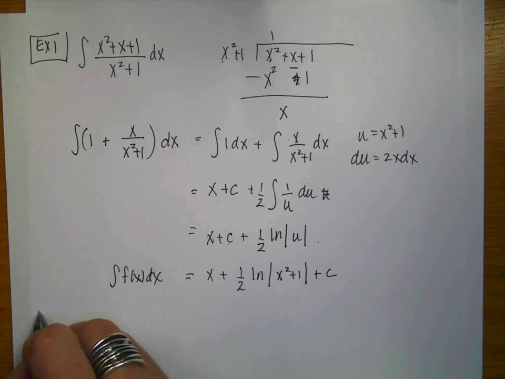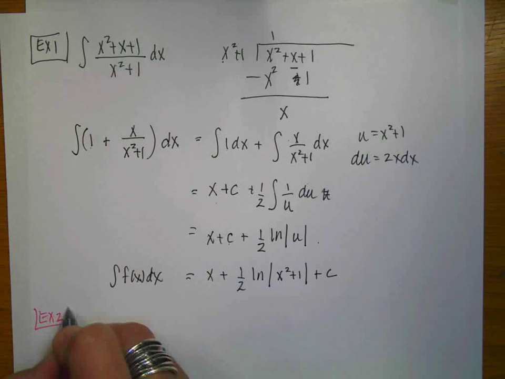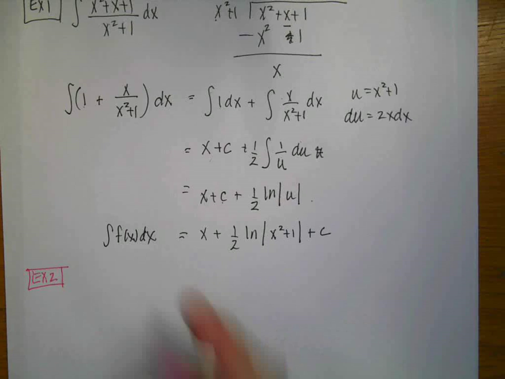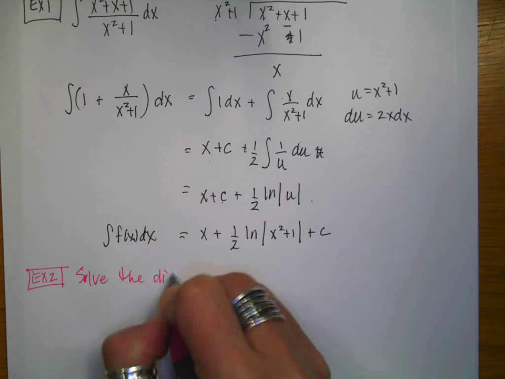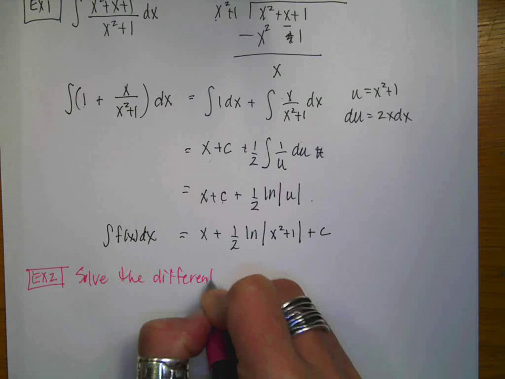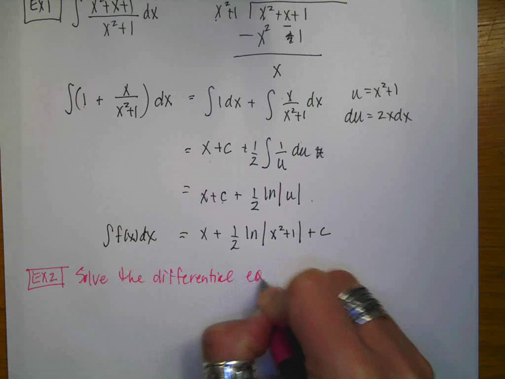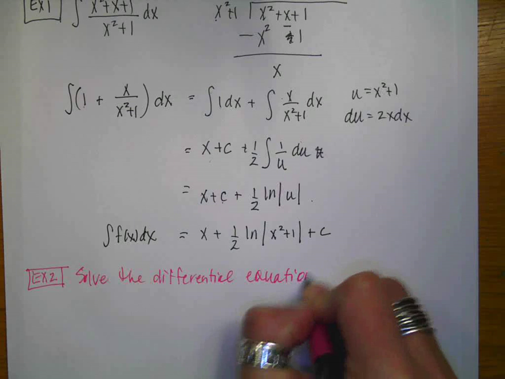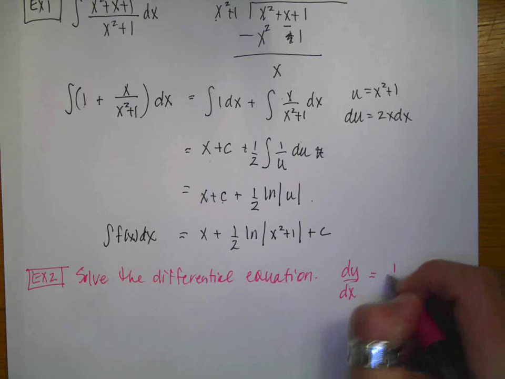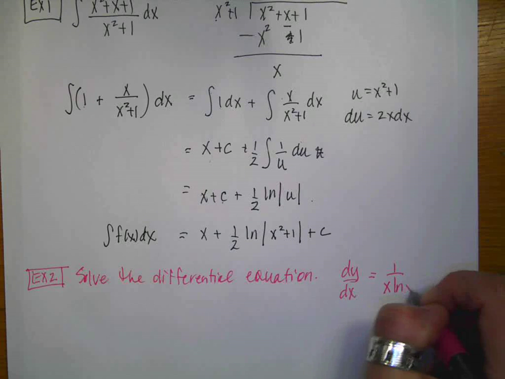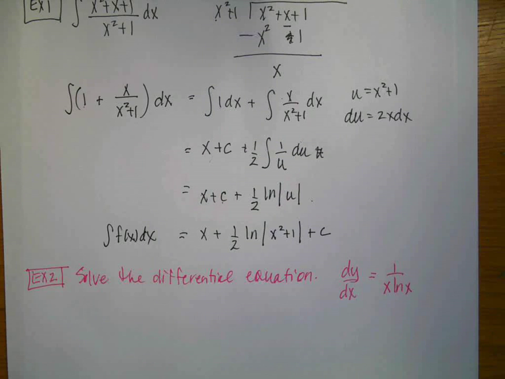Okay, second example, example number 2, says solve the differential equation. All right, and we're going to be given dy over dx is equal to 1 over x natural log x.